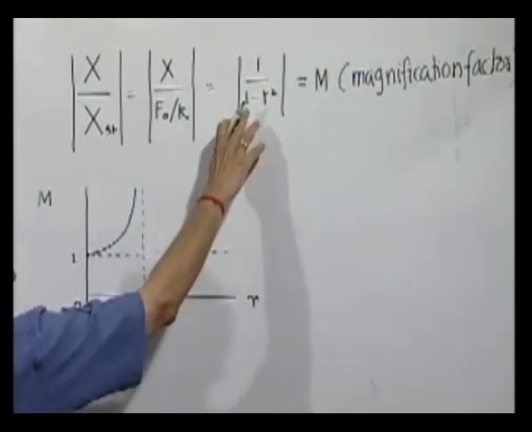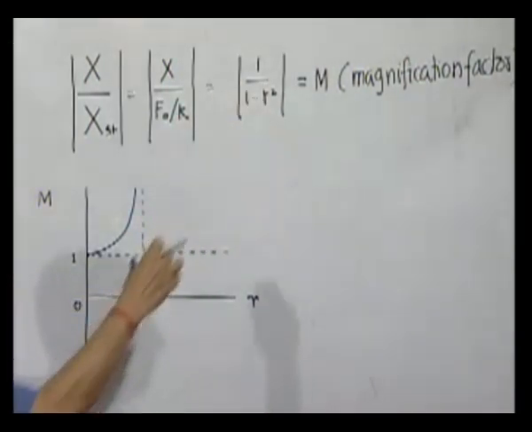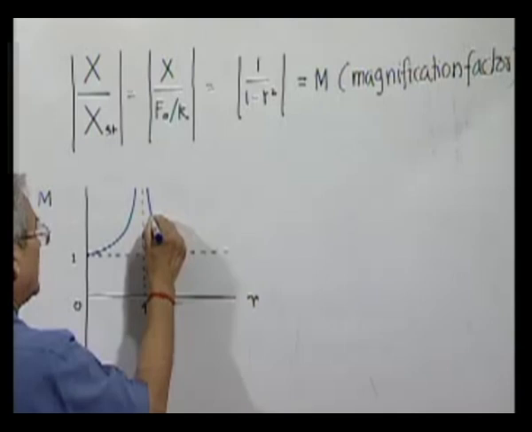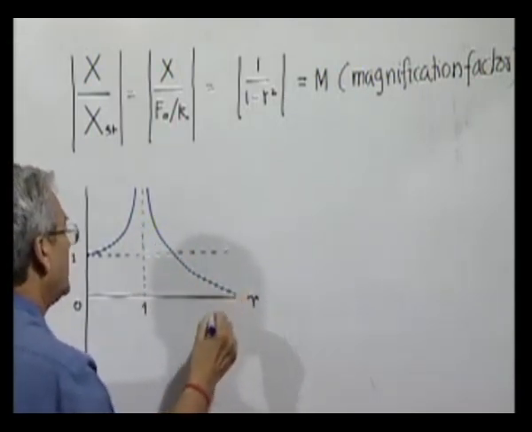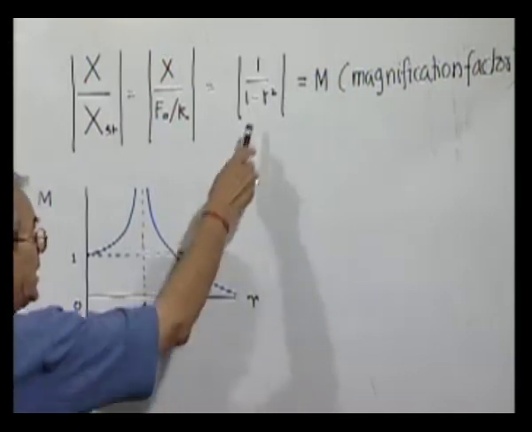Again, when r is more than 1, it will become negative, but we are taking only the mod, therefore it becomes positive, and it asymptotically approaches 0 as r tends to very large values.